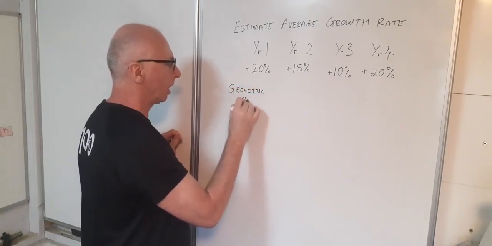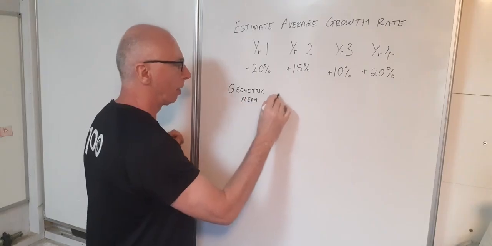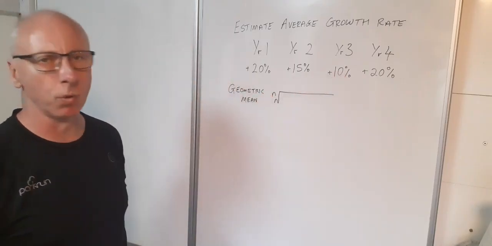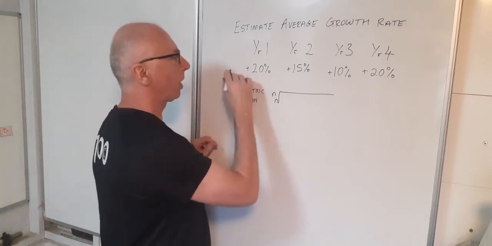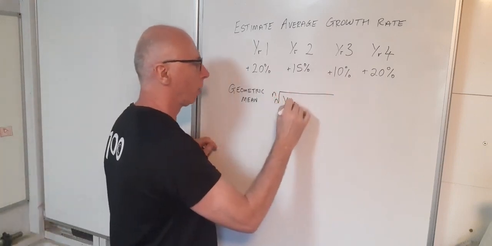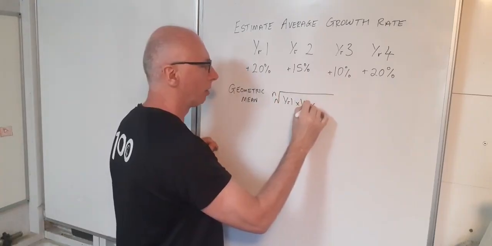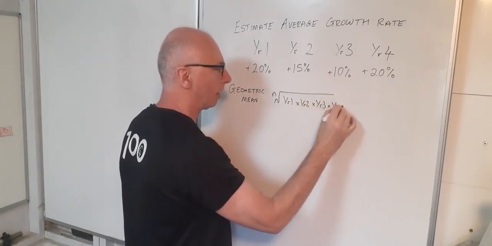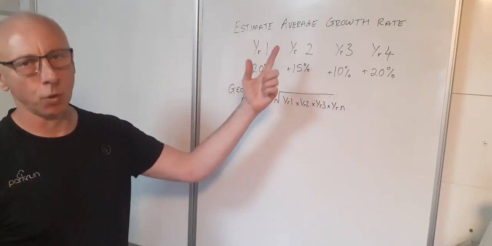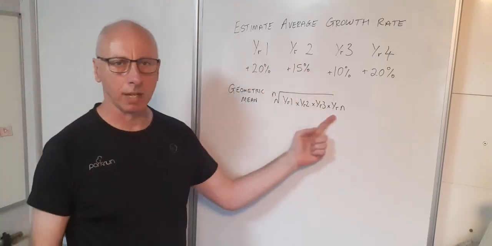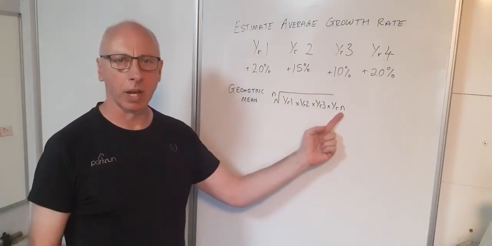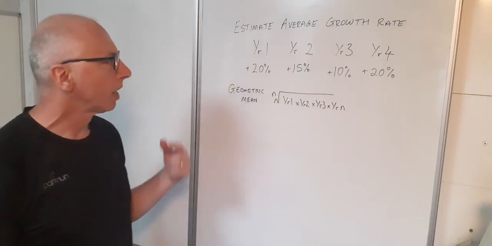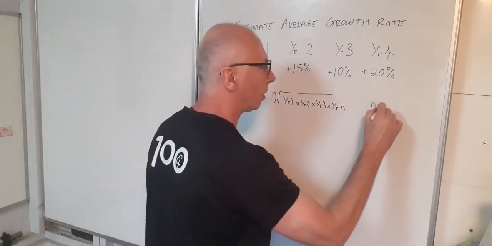Now the geometric mean is calculated by taking the nth root of the product of all the numbers. So what we do here, we just multiply year 1 by year 2 by year 3 all the way up to year n. In this case our n is 4, we can see that clearly, but if you had 20 years you'd multiply these all up 20 times and then take the 20th root. So in this case n equals 4.